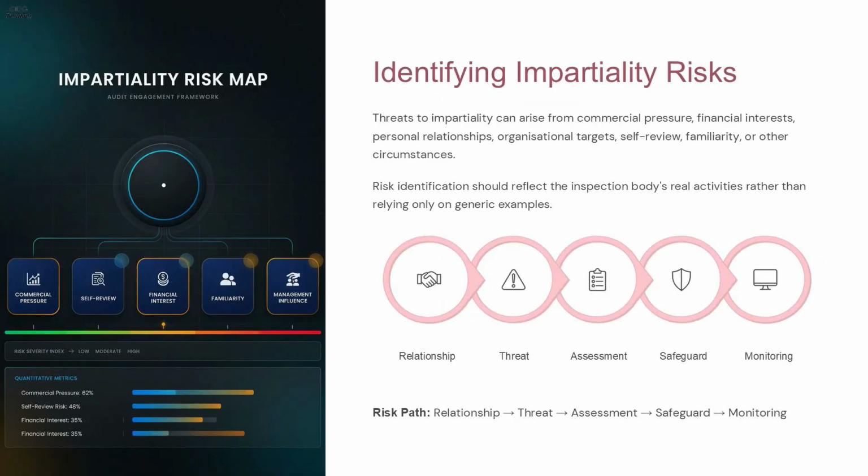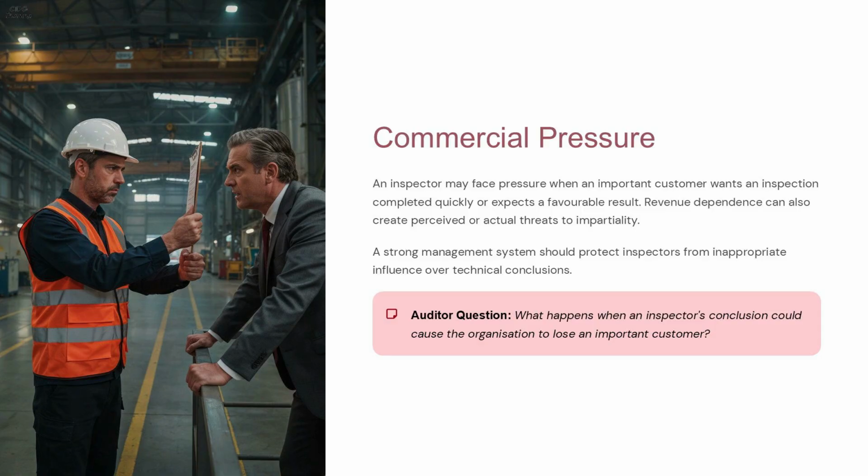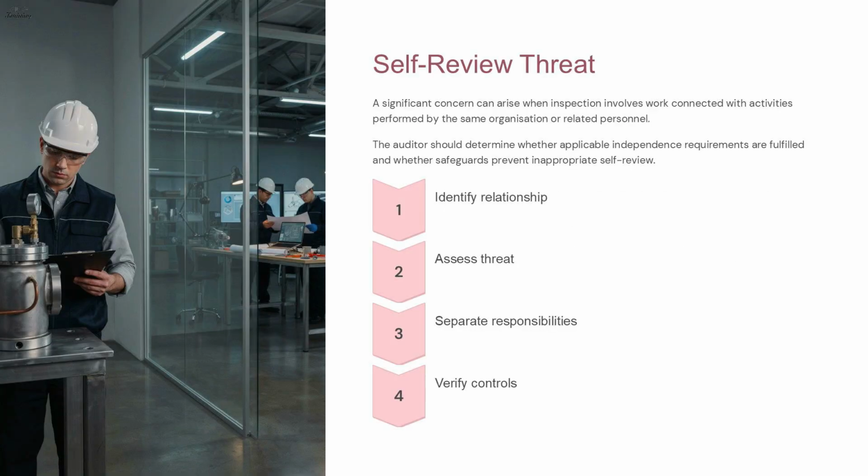Identifying impartiality risks involves understanding relationships and threats, followed by assessment and monitoring. Commercial pressure can influence inspection outcomes, highlighting the need for strong management systems to prevent undue influence. Self-review threats arise when inspection involves work by the same organization, requiring clear separation of responsibilities and controls.